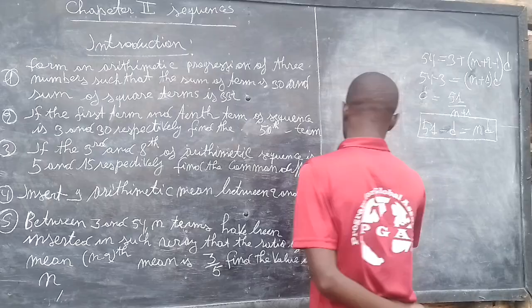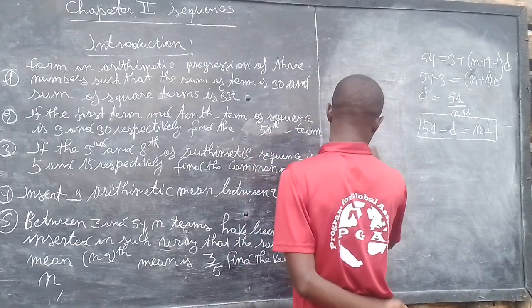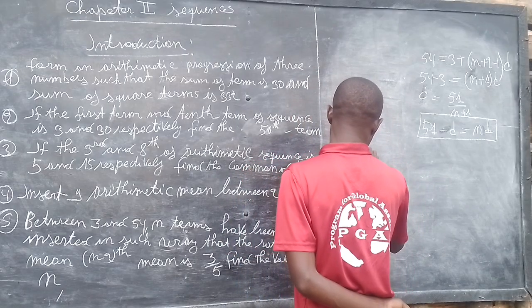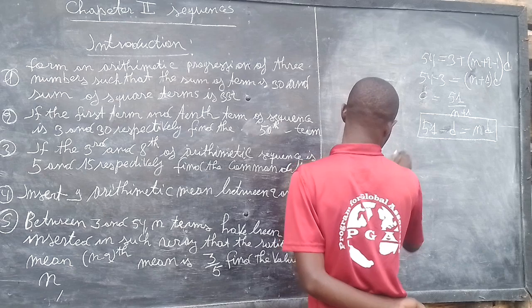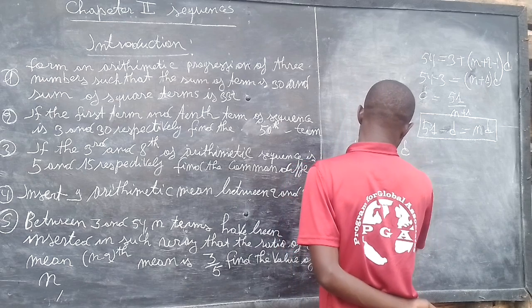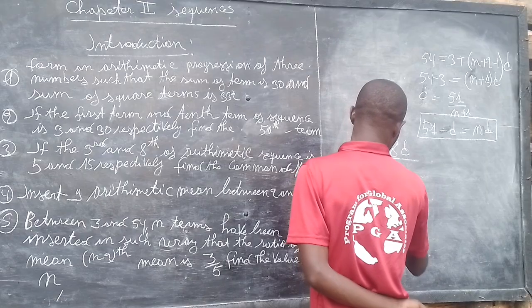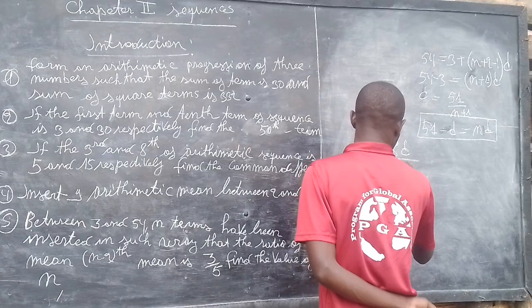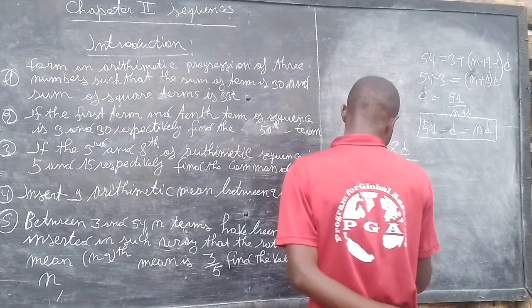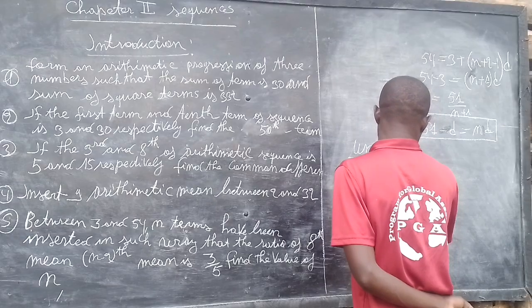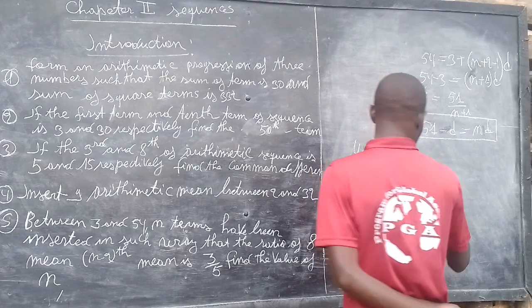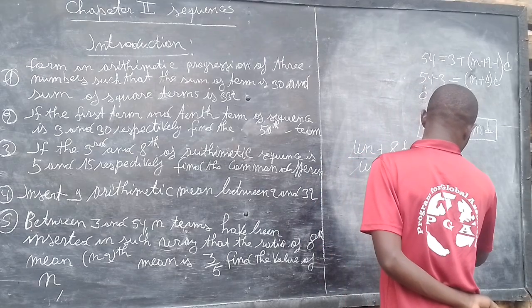Here we have u1 plus 80d over u1 plus n minus 2, which is equal to 3 over 5.